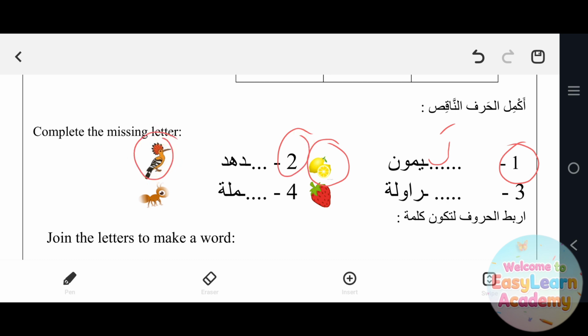The second one, the picture is given. The second one is hudhud. Okay, the third one is strawberry. In Arabic we say faravila. And the last one is ant. For the last one, namlat, namla.